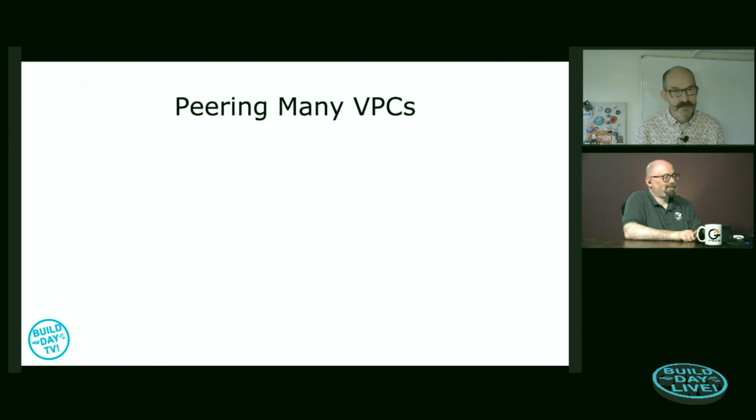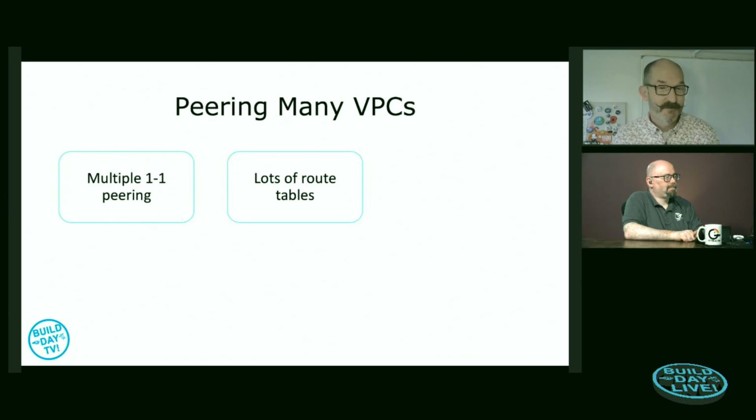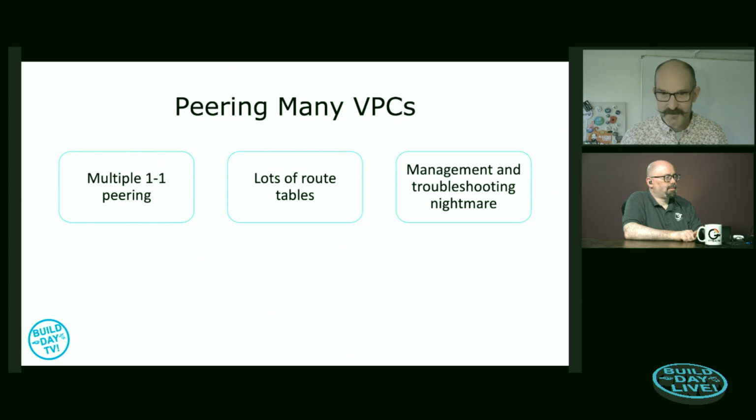When we've got 2 VPCs, things are fairly simple. But when we've got multiple VPCs that we want to join together, then it's multiple one-to-one relationships. And every subnet in every VPC has route tables, and they have to know about every other VPC that they're going to route to. Okay.